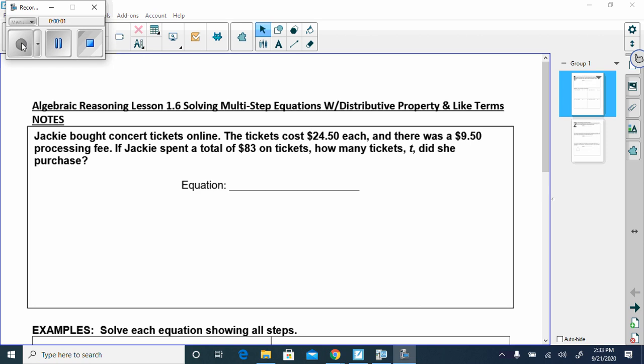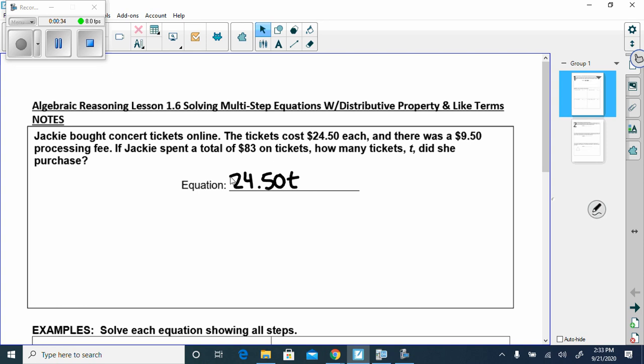Jackie bought concert tickets online. The tickets cost $24.50 each, and there was a $9.50 processing fee. If Jackie spent a total of $83 on tickets, how many tickets T did she purchase? So I know that every single ticket cost me how much? $24.50. Right. And if I don't know how many she bought, what do I need to put with that? T. Good. Any variable will work.